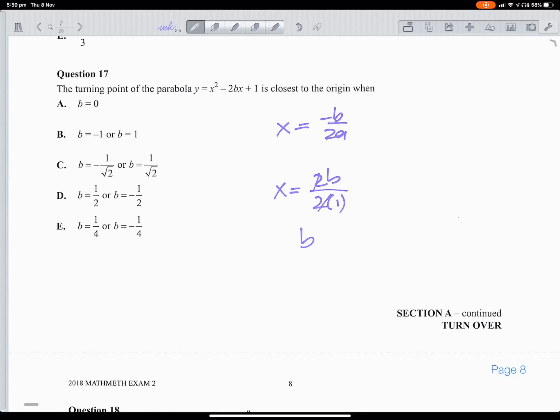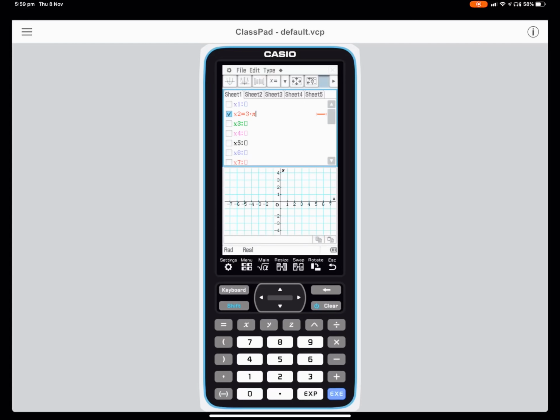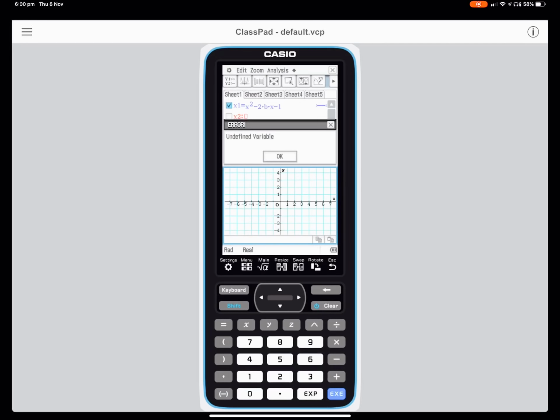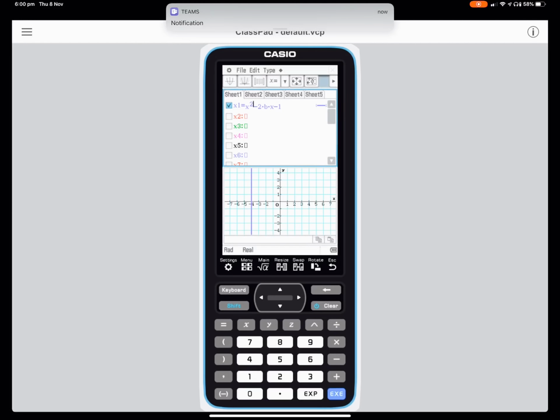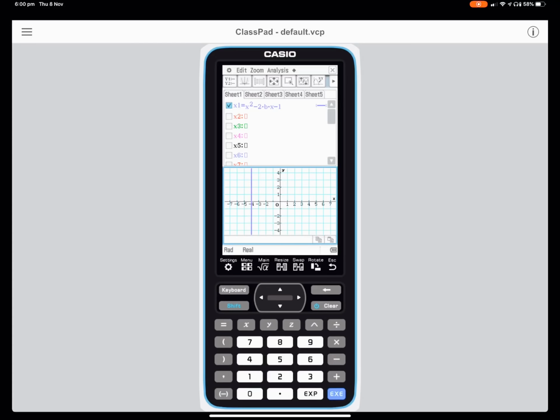what's that going to look like? b is the x value of the turning point. x squared minus 2bx plus 1. x squared minus 2b times b x minus 1. x squared minus 2 times x minus 1. What is that?